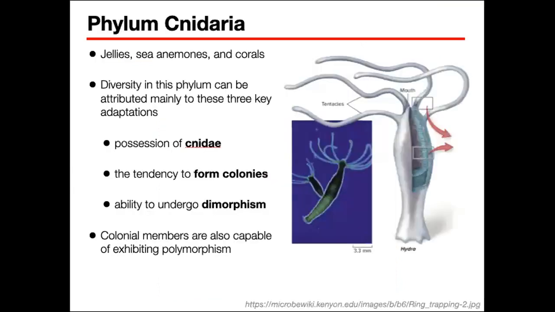Next would be phylum Cnidaria. So Cnidaria, I think very common siya kasi you have the jellyfish, the sea anemones, the corals, all of these organisms are under phylum Cnidaria. And they are very diverse and mainly attributed to three key adaptations.